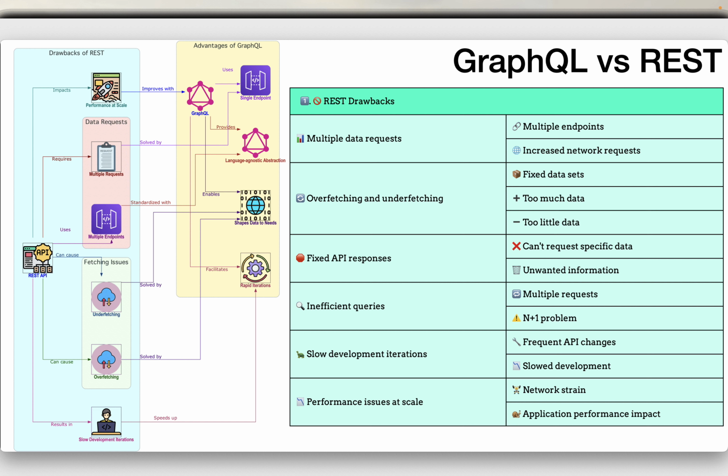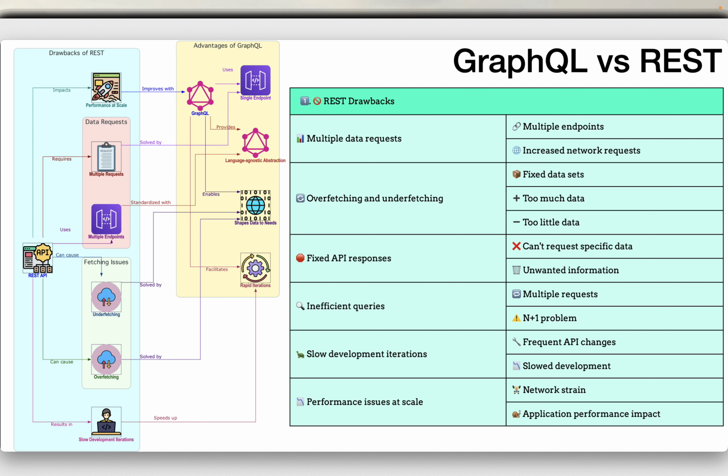But there are a few drawbacks. The first one is multiple data requests. REST APIs often require multiple endpoints to fetch related data, leading to increased network requests. For example, you have a user, you have their transactions, you have something like passwords or groups or roles. So we have to make multiple requests to get some kind of data, and we have to hit multiple endpoints. Then you have overfetching and underfetching. REST endpoints return fixed data sets, often resulting in too much or too little data being fetched.